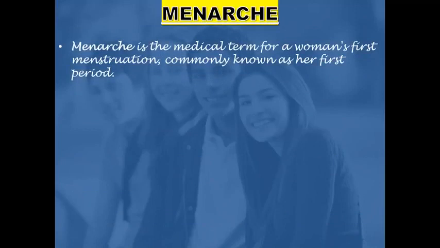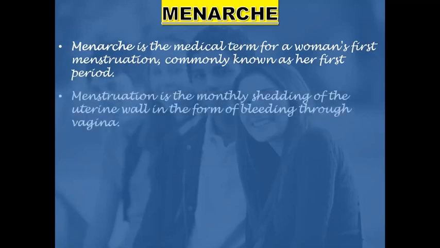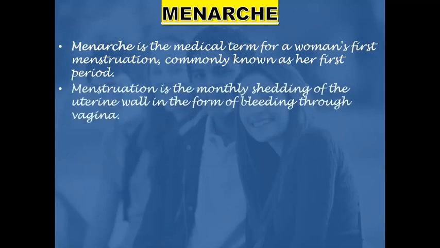Menarche. Menarche is the medical term for a woman's first menstruation, commonly, first period. Menstruation is a monthly shedding of the uterine wall in the form of bleeding through the vagina.